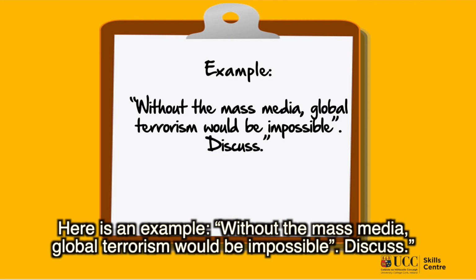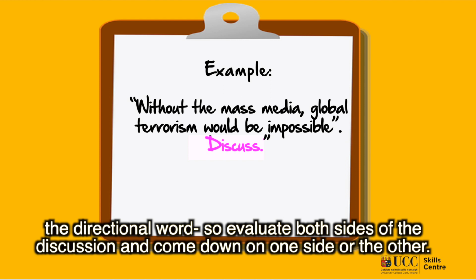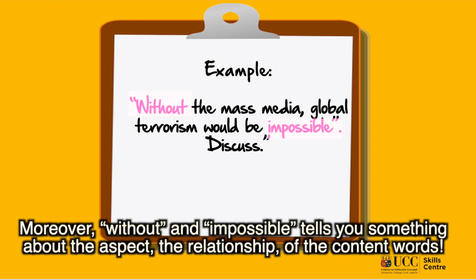This can be the relationship between the 2 specific terms, also known as the aspect of the question. Here's an example. Without the mass media, global terrorism would be impossible. Discuss. So mass media and global terrorism are the topic or the content words. Discuss is the task or the directional word. So evaluate both sides of the discussion and come down on one side or the other. Moreover, without and impossible tells you something about the aspect, the relationship of the content words.